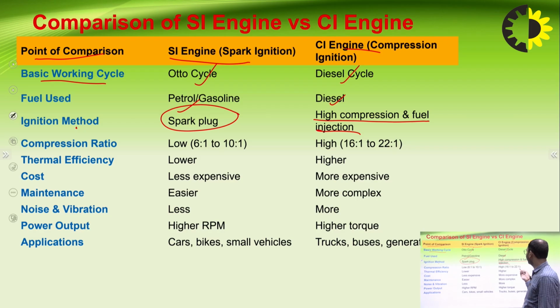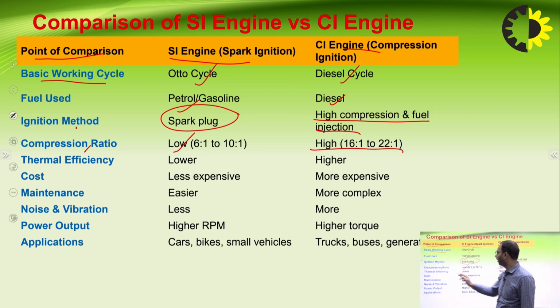By the help of high compression and fuel injection, combustion takes place in CI engine. According to compression ratio, the compression ratio of SI engine is low, 6:1 to 10:1, whereas in CI engine it is high, 16:1 to 22:1.